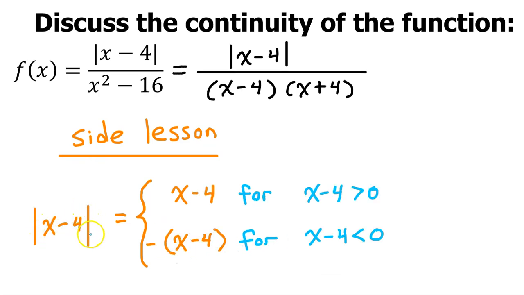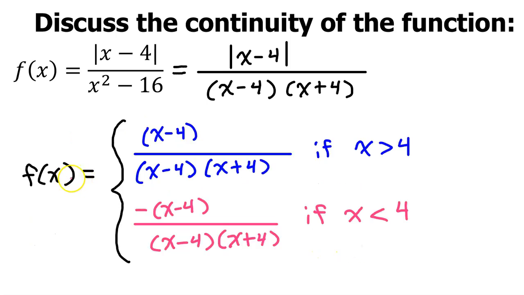Similarly, the absolute value of x minus 4 will equal x minus 4 if x minus 4 is positive, and it will equal the opposite of x minus 4 if x minus 4 is negative. Adding 4 to both sides gives us x is greater than 4 or x is less than 4. We can rewrite f of x without the absolute value symbols by splitting it into a piecewise function. f of x will equal this blue expression if x is greater than 4, and it will equal this red expression if x is less than 4.